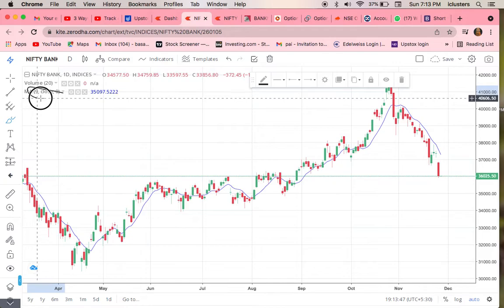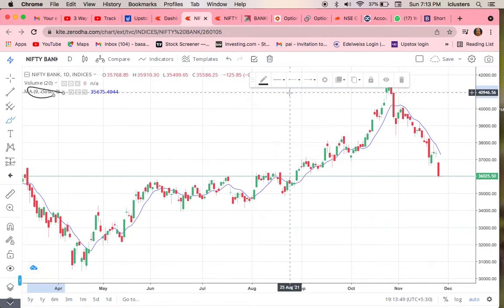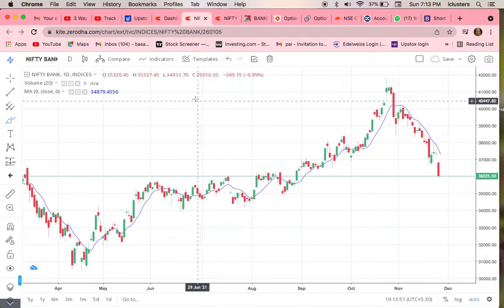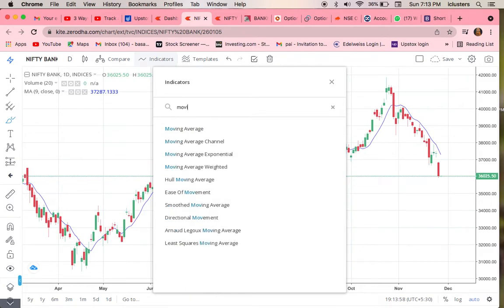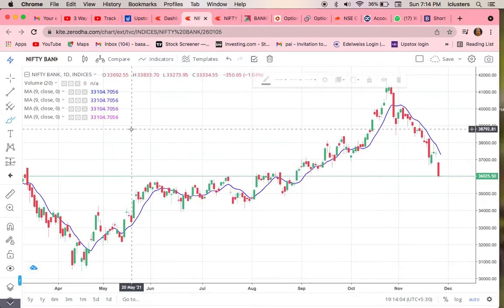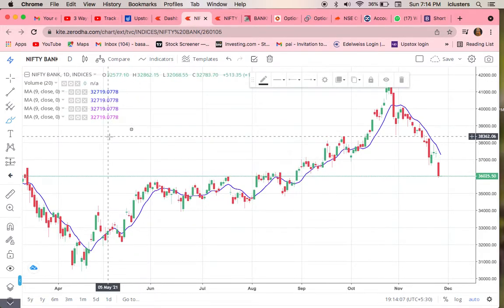We have found a moving average indicator here. Click on the indicator again, click on the search bar, and again click on moving average. I will tell you why I am adding it again and again. I have put moving averages on the chart. See, these are the four moving averages.